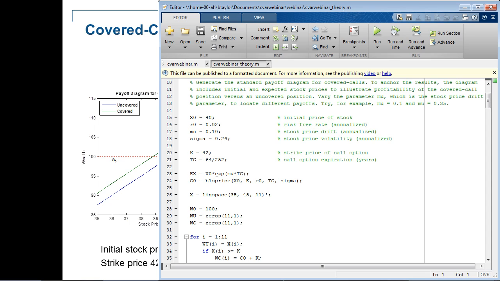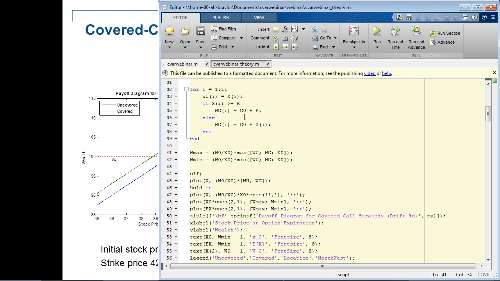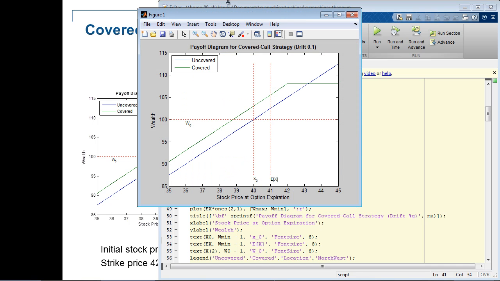There are no dividends, so you can use Black-Scholes pricing. And if you select this section and run it, you get this standard payoff diagram. And the basic idea is the blue line is an uncovered position, which would be just holding the underlying stock. And in this particular diagram, you're starting with a stock price of $40.